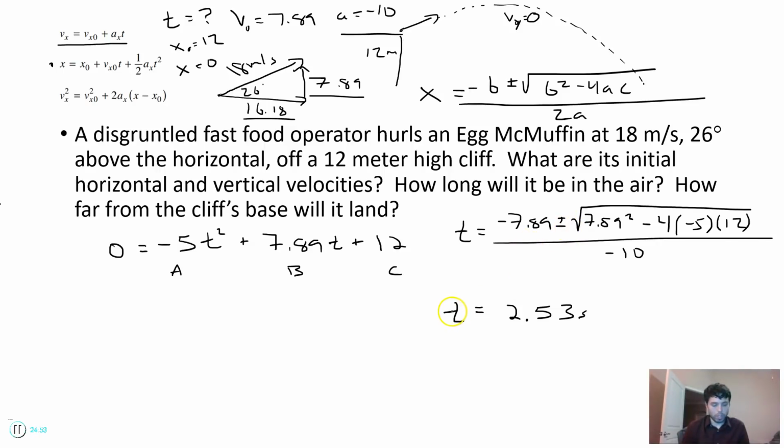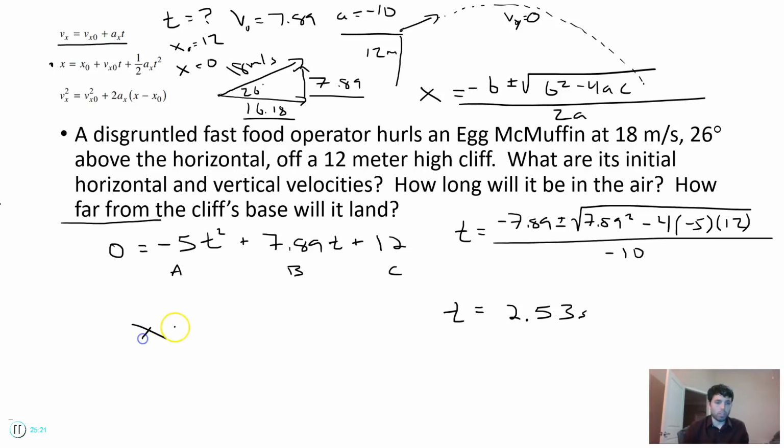All right, and now that we know the time, and that's total time in the air. That's one step total. Well, granted, kind of a long step, but still, it's only one step. So there we go. So now we're going to do how long will it be in the air, 2.53 seconds. How far from the cliff's base will it land? So we're talking about how far it's going to go horizontally, right?